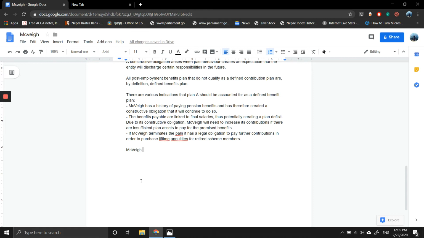McVeigh has both legal and constructive obligation to pay further contribution into the scheme, and therefore it was classified as defined benefit.